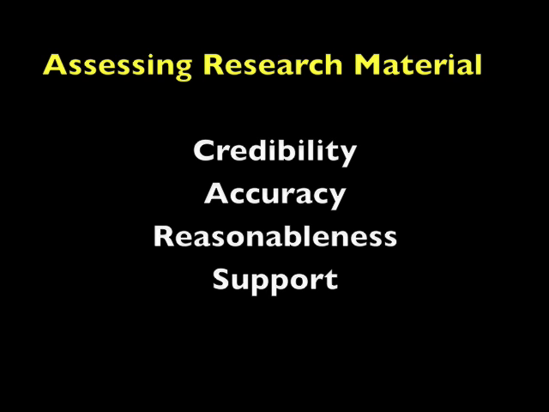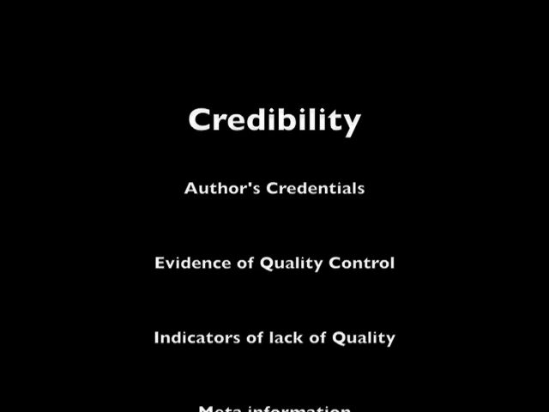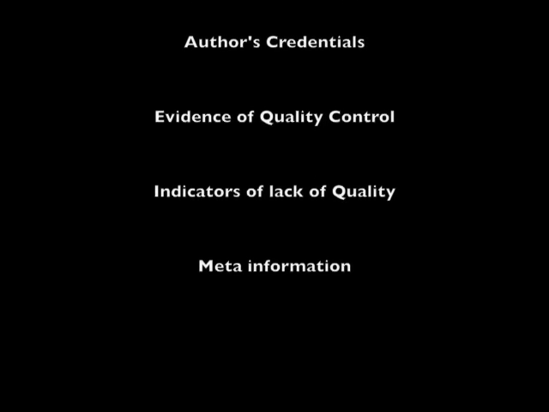At this point, I'd just like to review what makes a research article of high quality, and there are 4 things you should assess: the credibility, accuracy, reasonableness, and support. Because people have always made important decisions based on information, evidence of credibility has always been an important factor. When looking for credibility, check the author's credentials and their qualifications, evidence of quality control, if a paper has been read by other experts, lack of quality, such as bad grammar or spelling, and also the meta-information, which is information about the paper, such as abstracts and where it has been published.